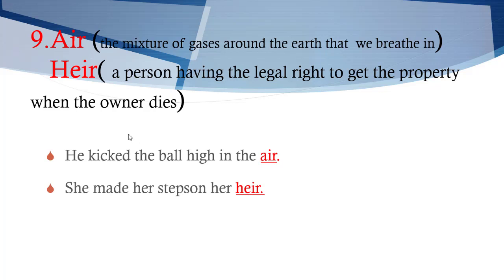Our next group of words is air. The second word, though, seems to be different to pronounce, but it is the same, air. The H is silent here. It is also pronounced as air. The first air means the mixture of gases around the earth that we breathe in, whereas the second air means a person having the legal right to get the property when the owner dies. The sentence for air is, he kicked the ball high in the air, whereas the sentence for heir is, she made her stepson her heir.